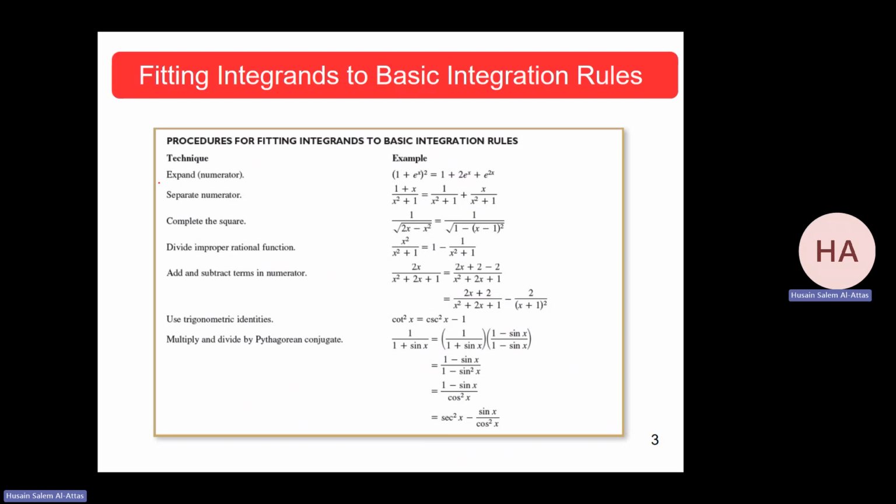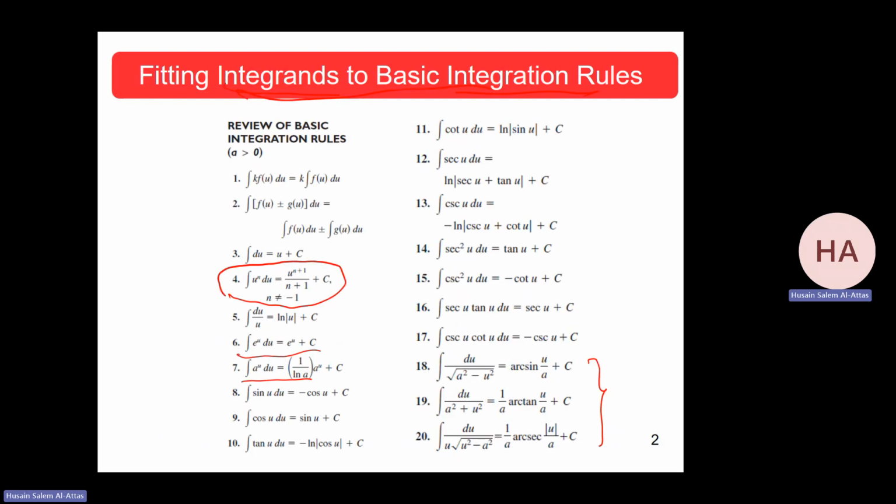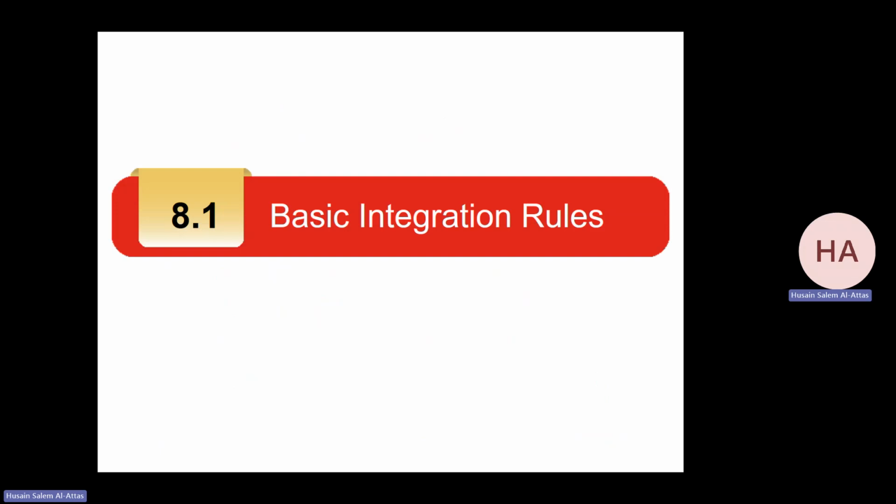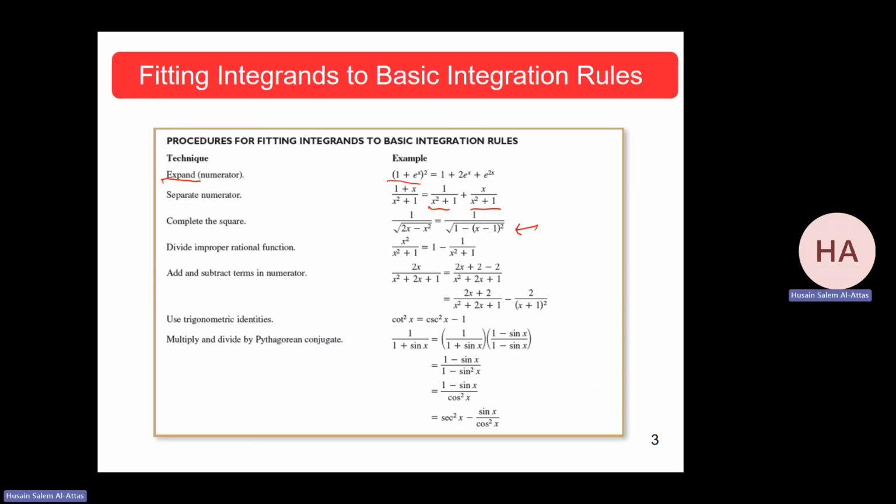Sometimes you need to expand something to the power of square, so that you can deal with it. You separate numerators, sometimes you make it like something plus something. You complete the square to make it ready in one of these three formats. Sometimes you divide, especially if the degree of the numerator is equal to or greater than the degree of the denominator. Sometimes you add and subtract terms so that you can have cancellation.